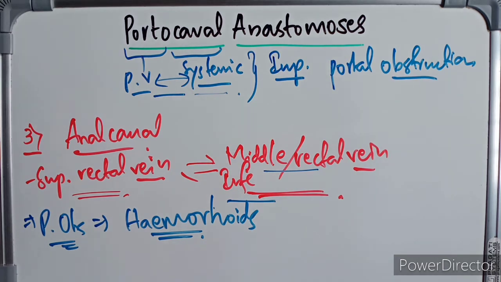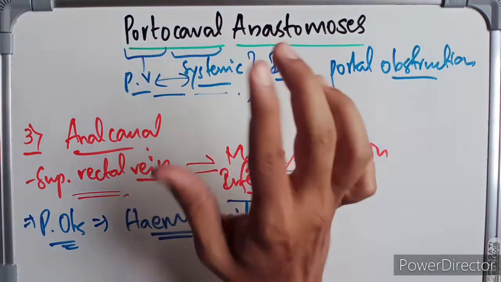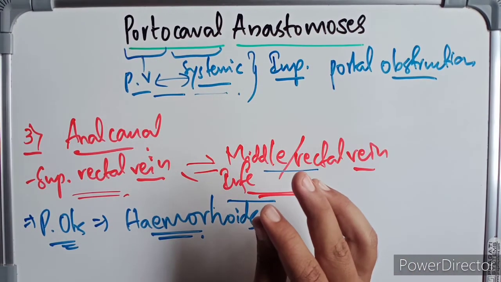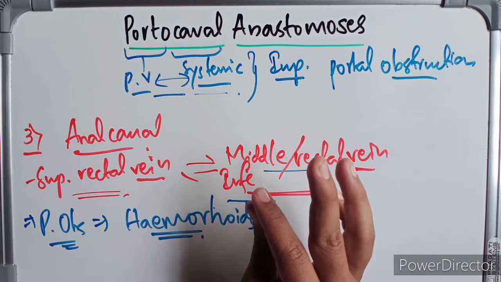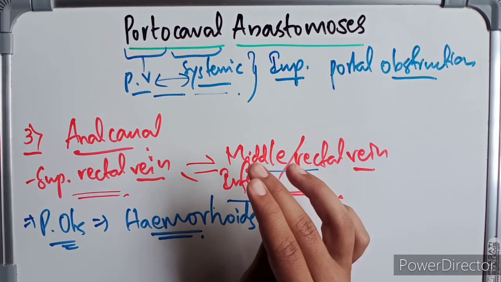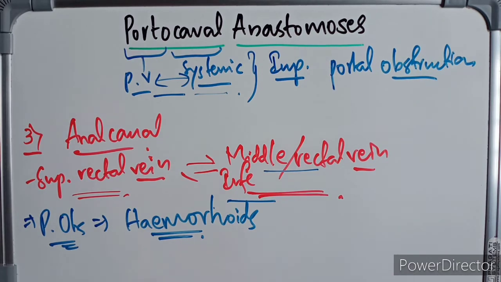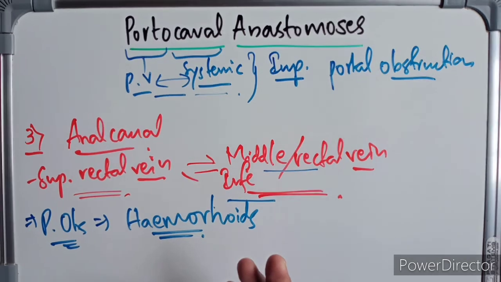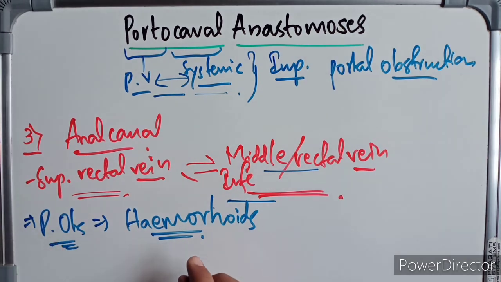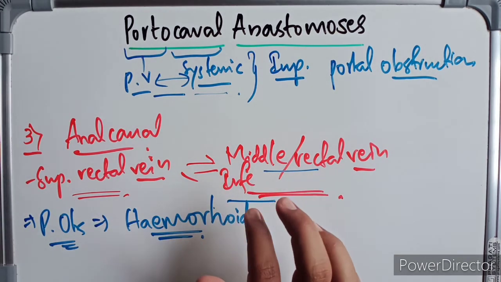Coming to revise it once again, what are the sites of the anastomosis? We have the lower end of the esophagus, the umbilicus and the mid-anal canal. And what are the veins forming the Portocaval anastomosis? In the lower end of the esophagus, we have the left gastric vein and the esophageal veins, which drain into the azygos vein. In the umbilicus, we have the para-umbilical veins and the superficial veins of the anterior abdominal wall. In the mid-anal canal, we have the superior rectal vein and the inferior and middle rectal veins.